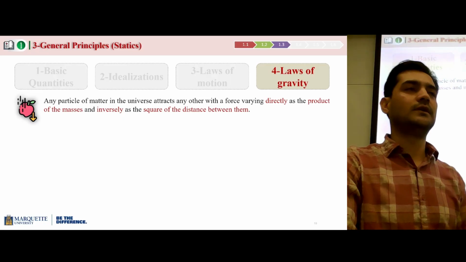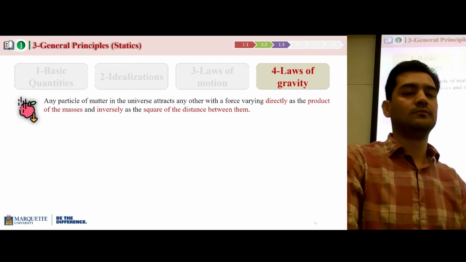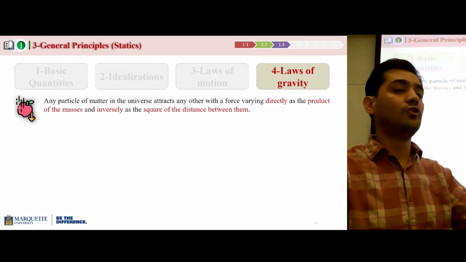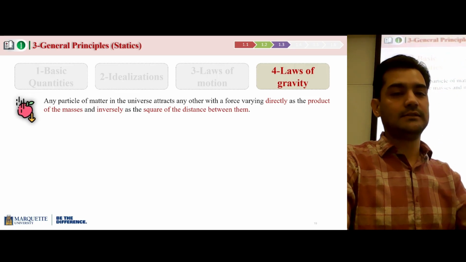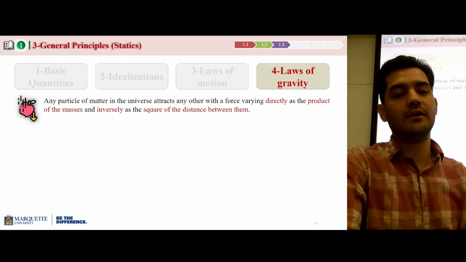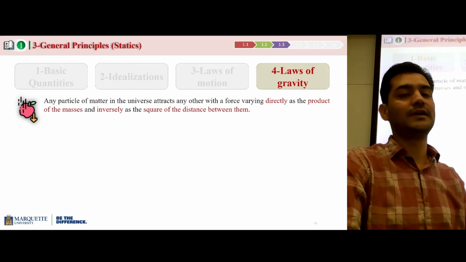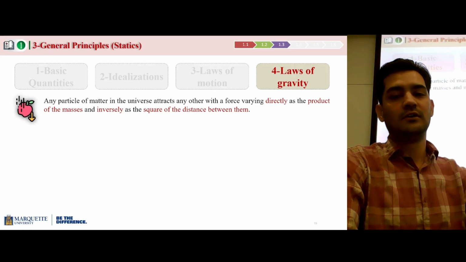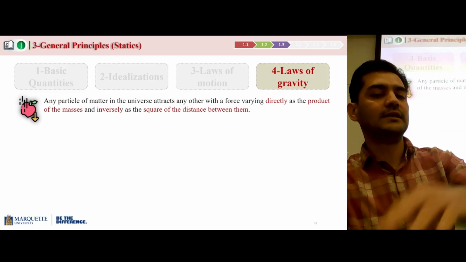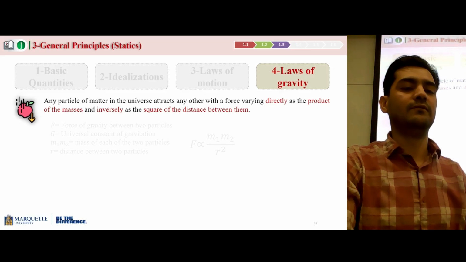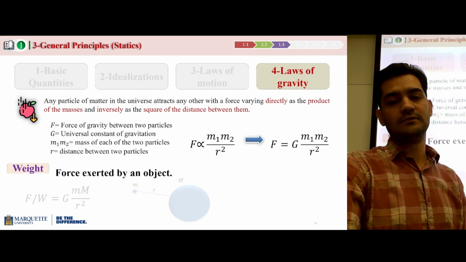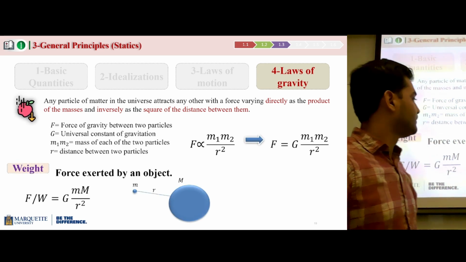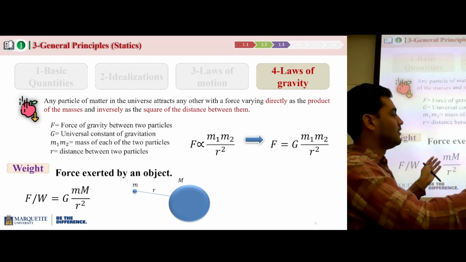And then you have the law of gravity. Newton says there is a force which is acting on the bodies, and that's the law of gravity. It says any particle of matter in this universe attracts any other particle with a force varying directly as the product of masses and inversely as the square of the distance between them. That's the equation which Newton gave, and that's also an idealization of two bodies.